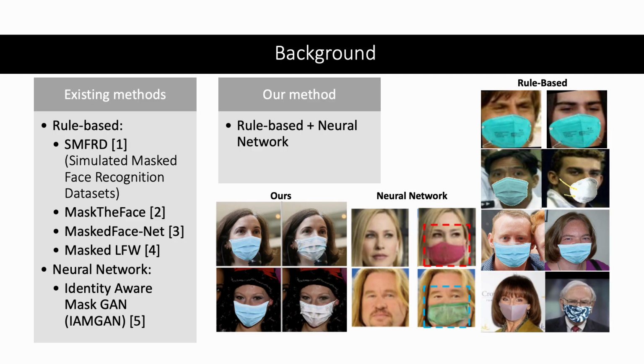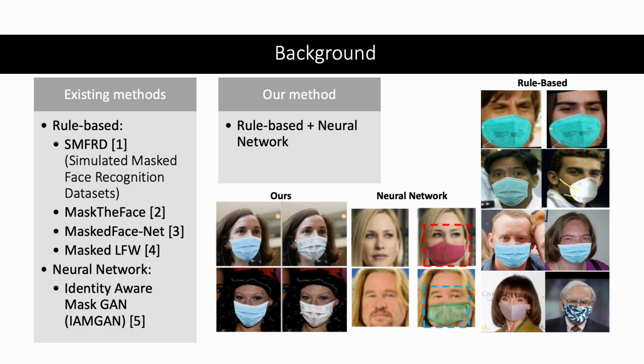For the category of neural network-based methods, we show the identity-aware mask GAN, or IM-GAN, in the neural network column in the middle. IM-GAN translates images from non-masked faces into masked ones using a model similar to CycleGAN. The left column shows our model.